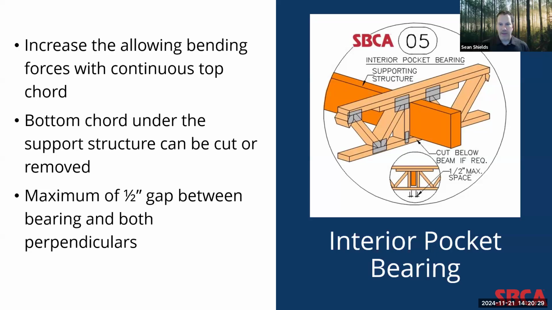Now, it should be noted that that continuous top chord allows for an increase in allowable bending. But as the detail notes, the bottom chord can be cut out if necessary or required. There may be a situation where, again, you might want to install gypsum because that interior supporting structure is a wall. It's not necessary to cut that out, but it is allowable. Again, you want to maintain that maximum of a 1/2 inch gap between the bearing and the perpendicular web on either side to minimize the bending forces transferred into those top chord joints on either side of the supporting structure.